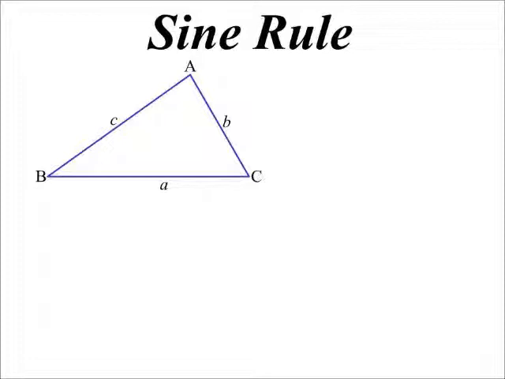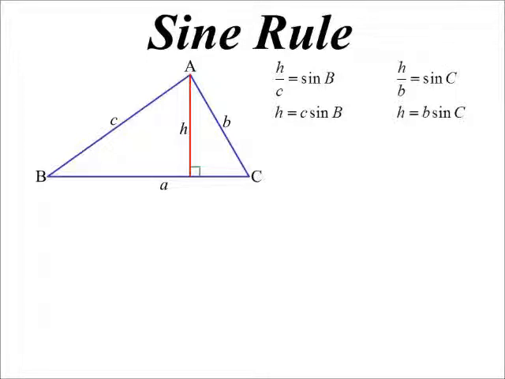The way we create the sine rule is we drop in a perpendicular line, creating two right-angled triangles which we can work with at this stage. So h over c would be the sine of B, so I can say h is c sine B. Then in the other right-angled triangle, h over b is sine C, so h is b sine C. But it's the same h, so they must equal each other, thus creating the sine rule: c over sine C is b over sine B.